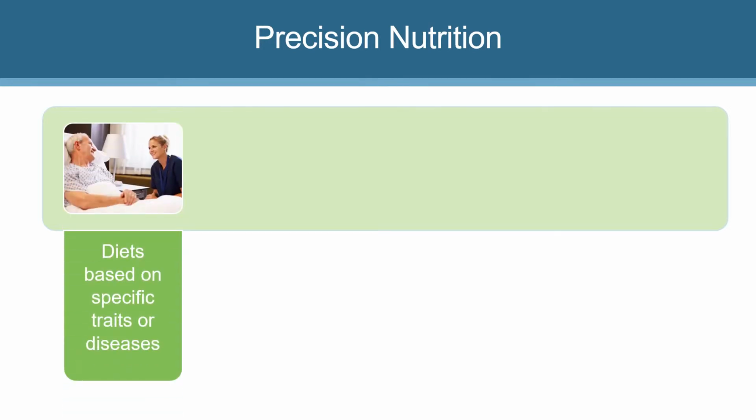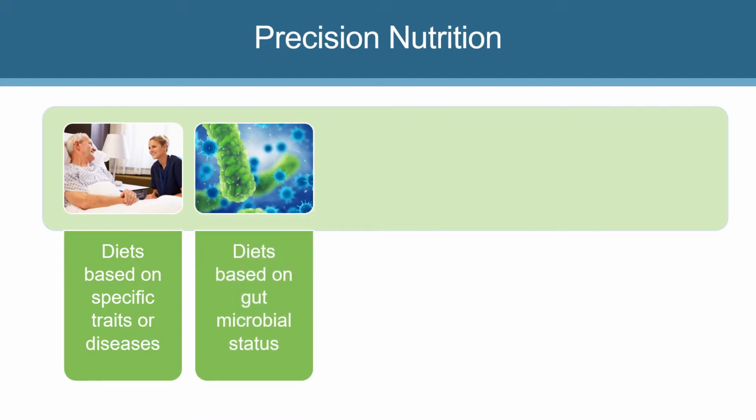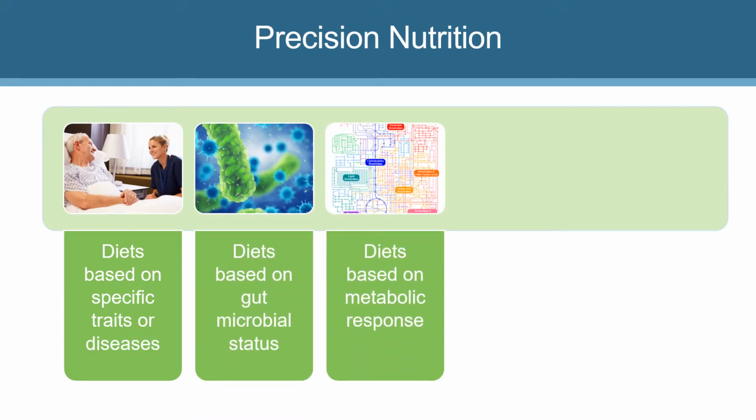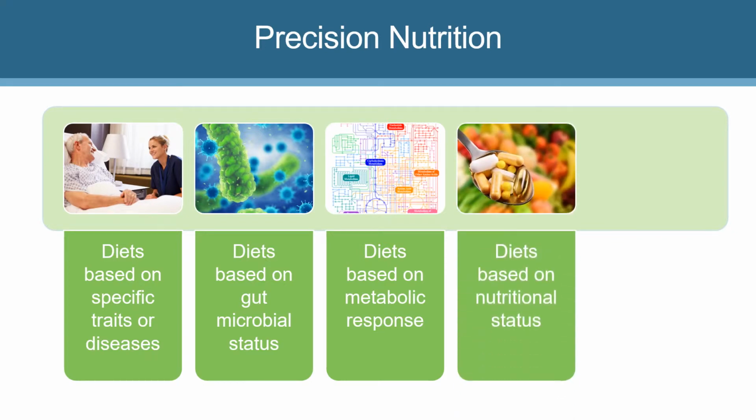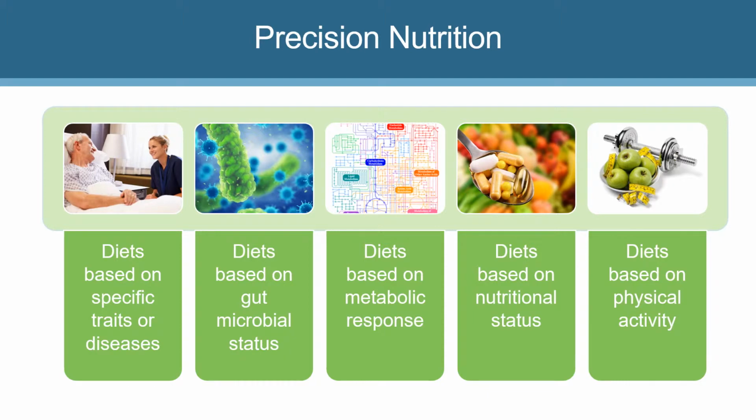Since all humans, no matter how genetically similar, are unique, it stands to reason that individuals may require specific dietary recommendations to optimize health. Diets can be personalized based on specific traits or diseases, microbial abundance, metabolic response, current nutritional status, or physical activity level, and all of these conditions are influenced by genes.